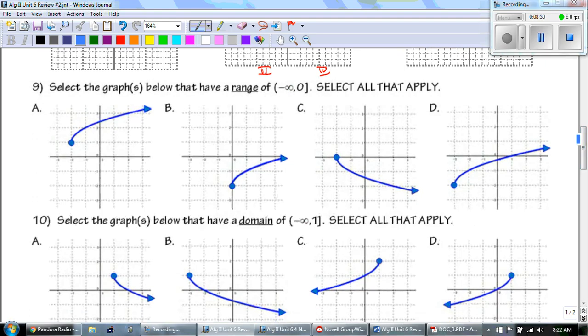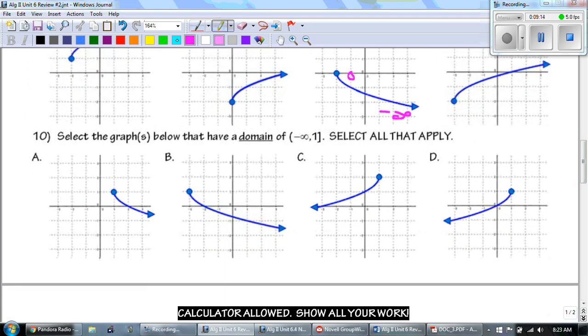All right, number 9. Select a graph or graphs below that have a range from -infinity to 0. So if it's -infinity to 0, that means it's going down. Which ones are going down? Is A going down? No. B? No. C, well, yeah, C's going down, so that's our -infinity, and there's 0, so C sure does work. And D? Nope.